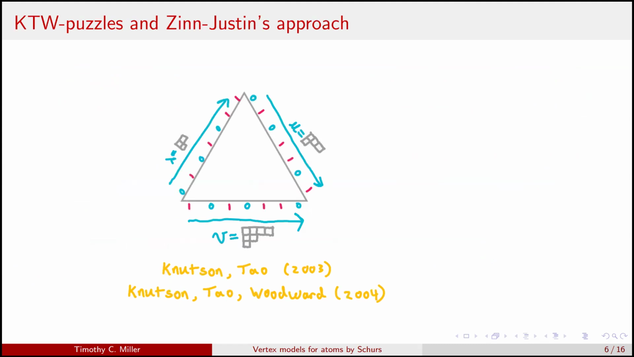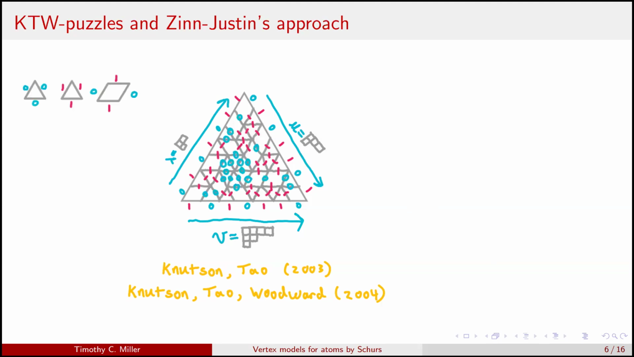In 2003 and 2004, Knutson, Tao, and Woodward developed puzzles to calculate Littlewood-Richardson coefficients. You basically have an equilateral triangle where you encode partitions on all three sides, and then you fill in all possible ways with these puzzle pieces, which are allowed to be rotated but not reflected. The theorem is that Littlewood-Richardson coefficients are the number of ways that you can fill in these puzzles with these boundaries.